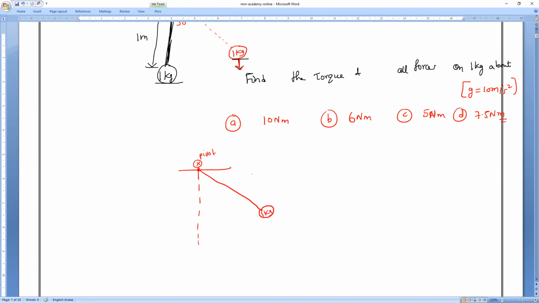So what is R equal to? R is already given in the question. R is equal to how much, guys? 1 meter. And the angle is 30 degrees.